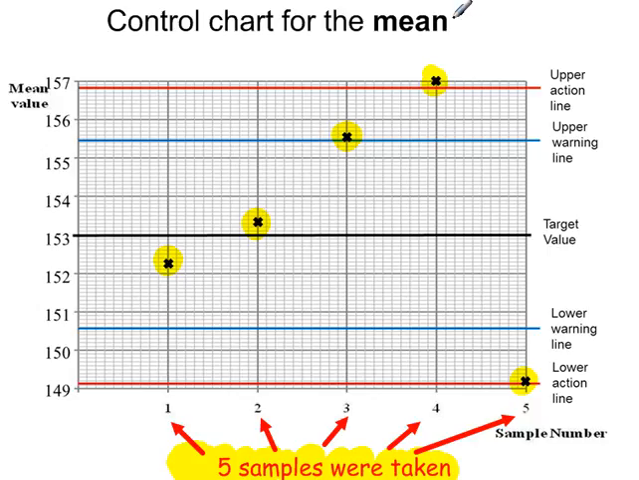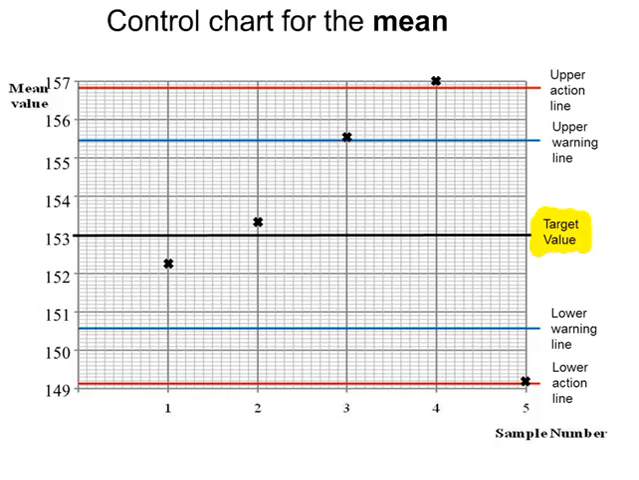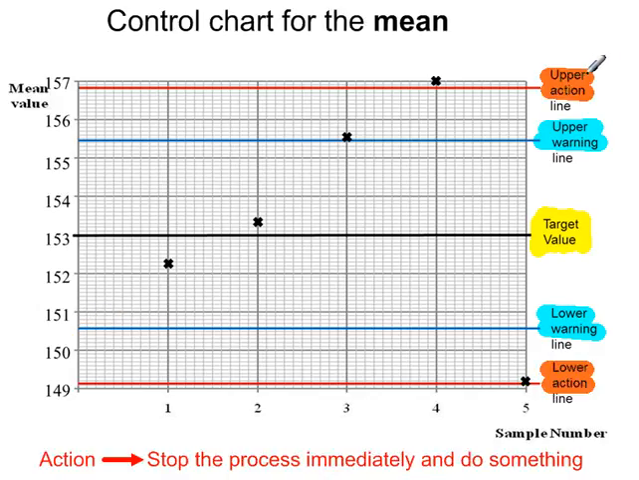Here is a control chart for the mean. 5 samples were taken. Here is sample 1, and the mean for sample 1 is plotted. Sample 2, the mean for sample 2 is plotted, and so on. Our target value for this product, so we're not looking at the cola bottles here, is 153. We can calculate values called the upper and lower warning limits, so we can draw these upper and lower warning lines on our control chart, and we can do something similar with upper and lower action limits.